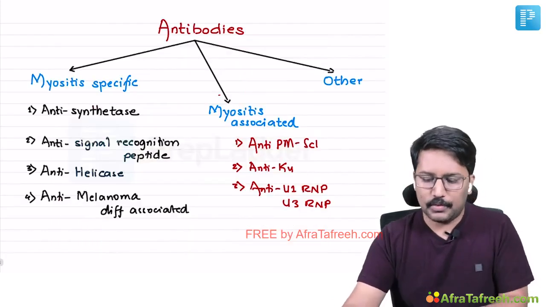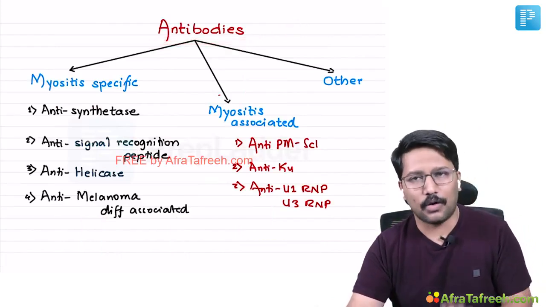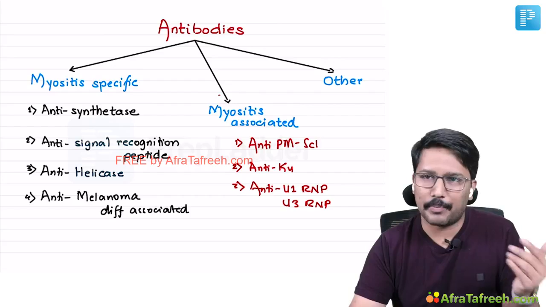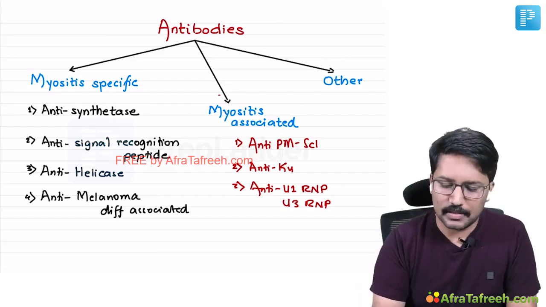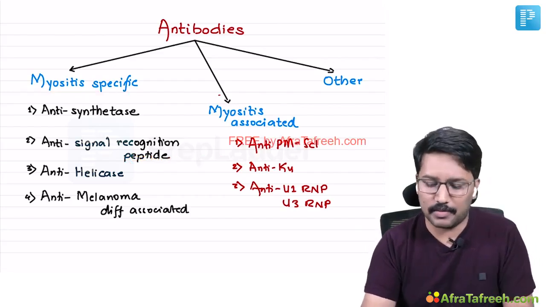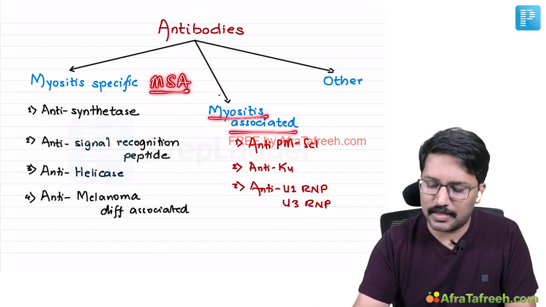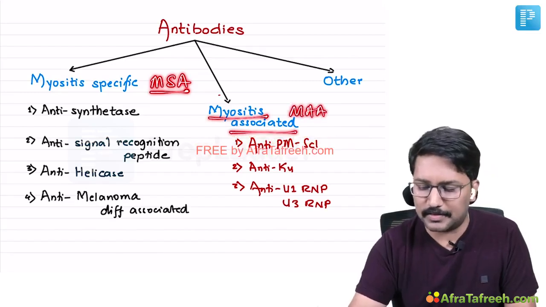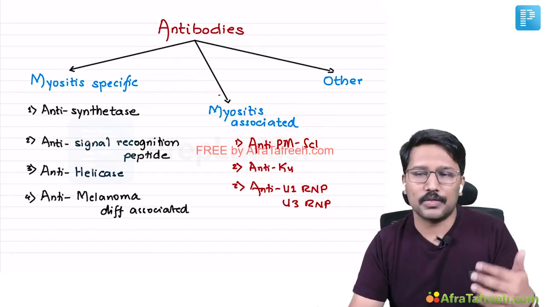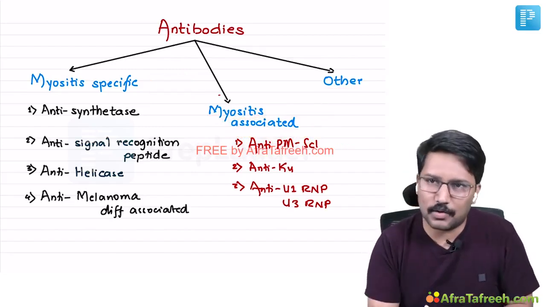Okay, now coming to the antibody profiles, this is particularly very important for the exam. A lot of MCQs can be asked about it, so please pay attention. Let me start with the classification of these antibodies. We can divide these antibodies into myositis specific antibodies, what we call MSAs, then myositis associated antibodies, MAAs, and others. These myositis associated antibodies are not specifically seen only in myositic conditions like we're talking about today.